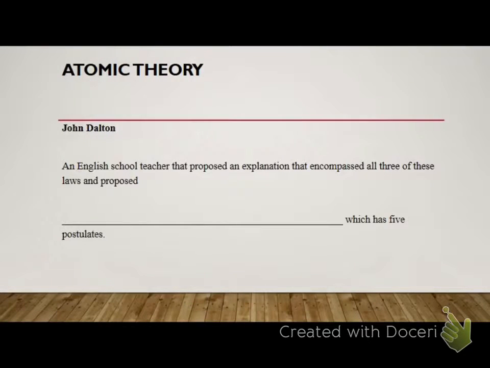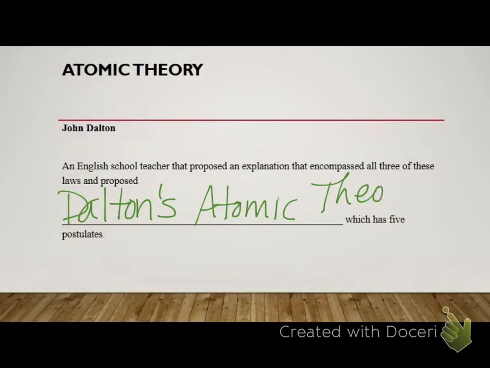That brings us to atomic theory. Atomic theory was discovered over a long period of time, but John Dalton is the one we credit or talk about the most, so it's called Dalton's atomic theory, which has 5 postulates, or 5 points. Let's get into those.